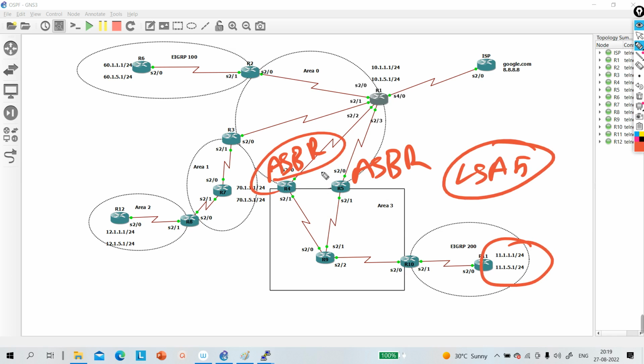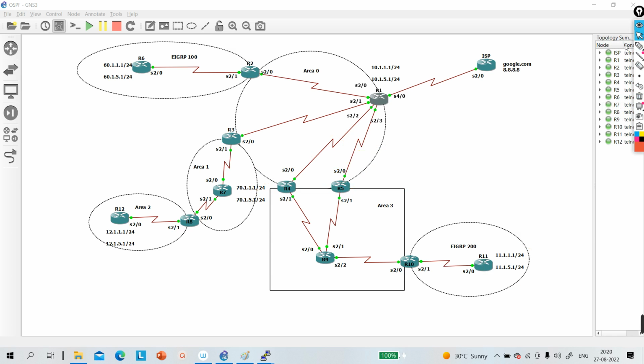So these are ASBRs. So these routers will generate what? LSA 5 to share external prefixes. External prefixes means these prefixes in the OSPF domain, in OSPF area 0. But these routers are receiving information of this network in the form of LSA 7, right? But the router that has the highest router ID will generate LSA 5 to share the external prefixes, which are present in the database of router 5 and router 4 in the form of LSA 7.